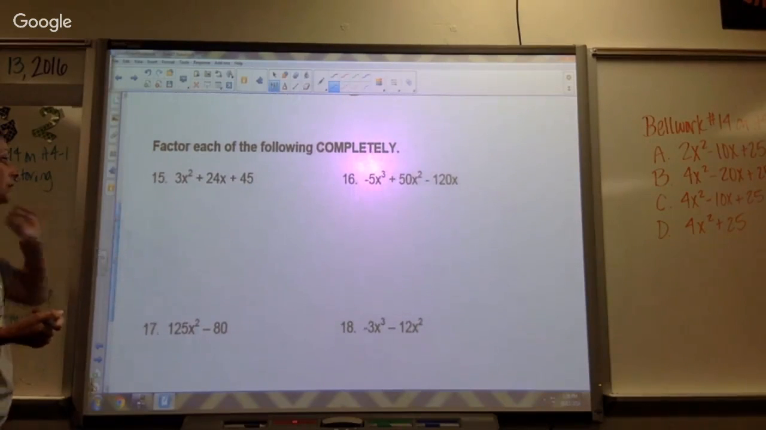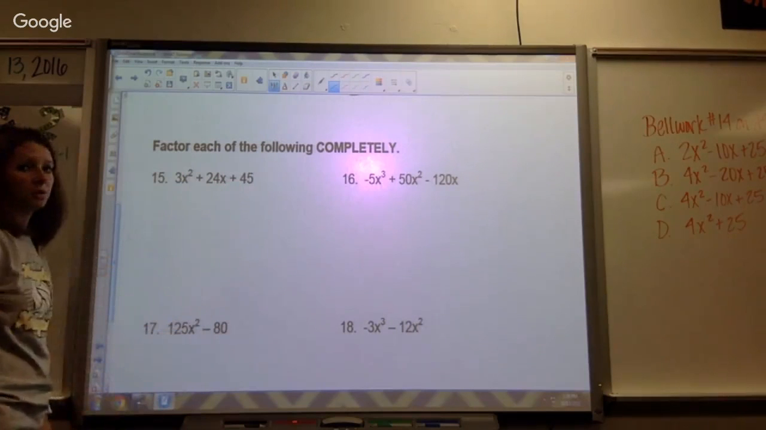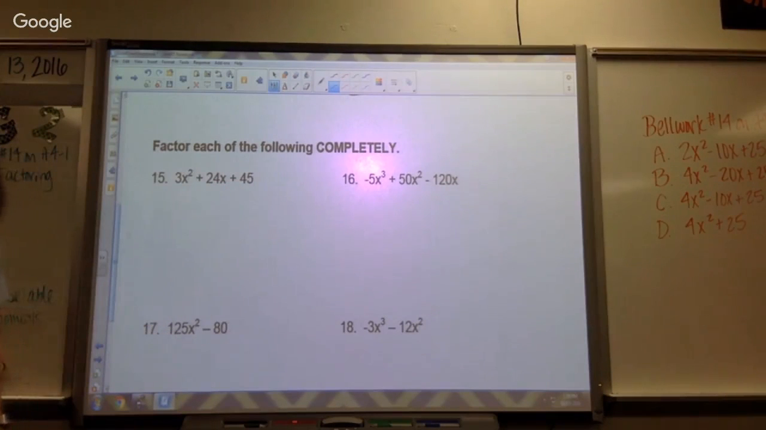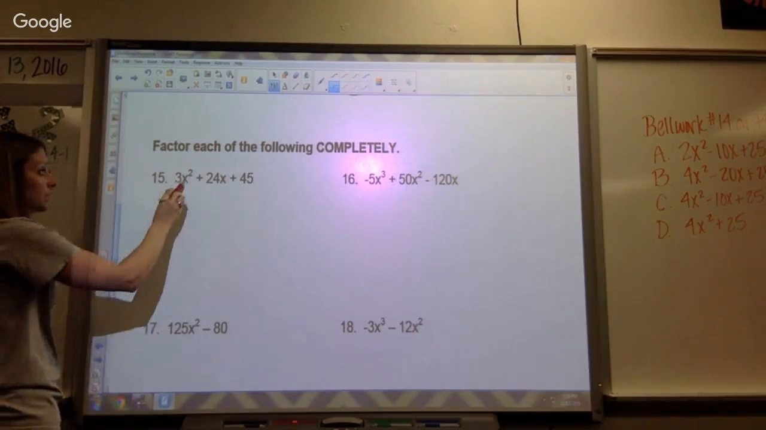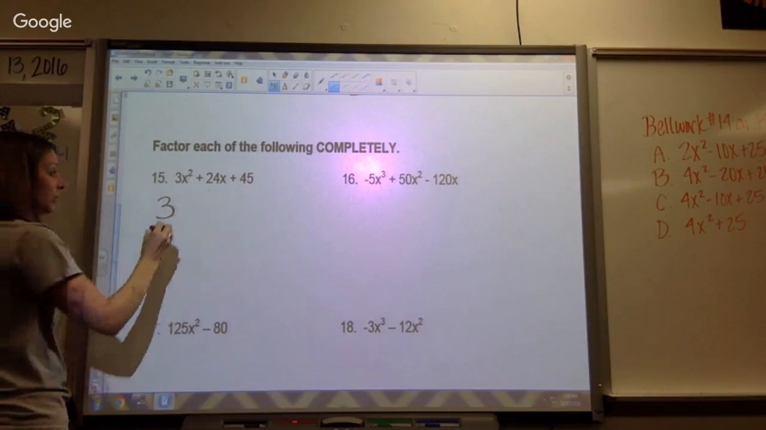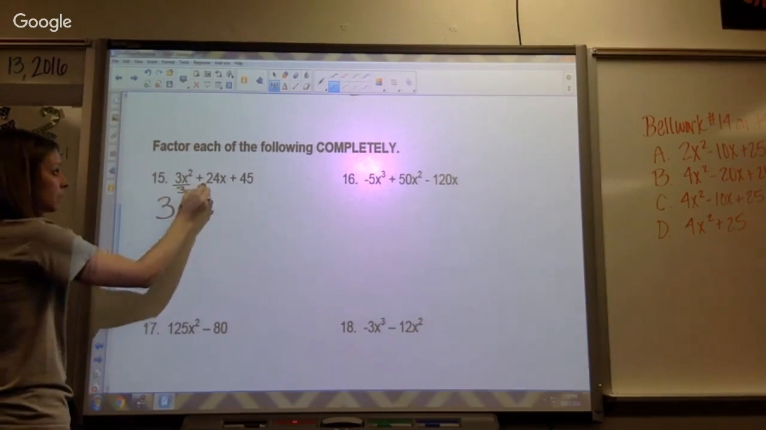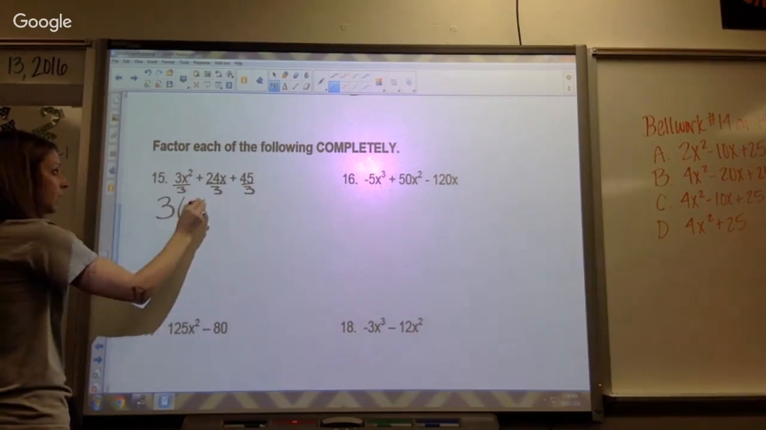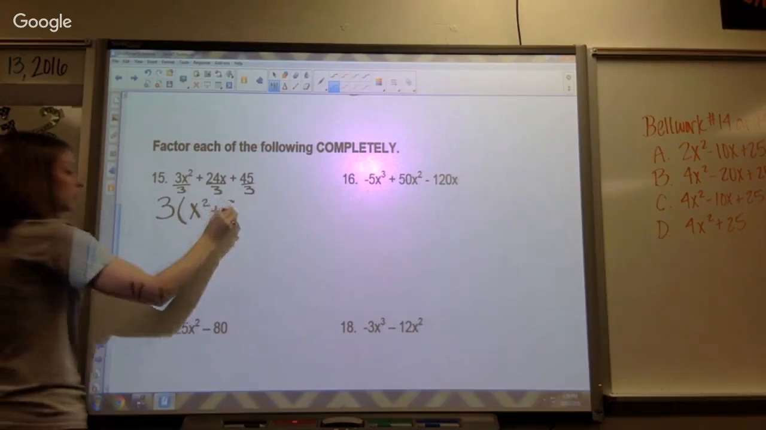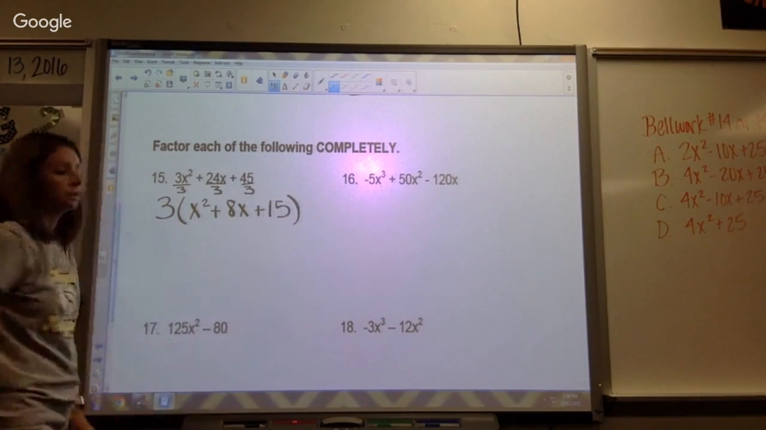So looking at 15, 3x squared plus 24x plus 45. Notice those all three have a number in common. The greatest common factor here would be a 3. Notice they don't all three have an x, so we're only going to take a 3 out. So dividing each one by the GCF, we end up with x squared plus 8x plus 15.